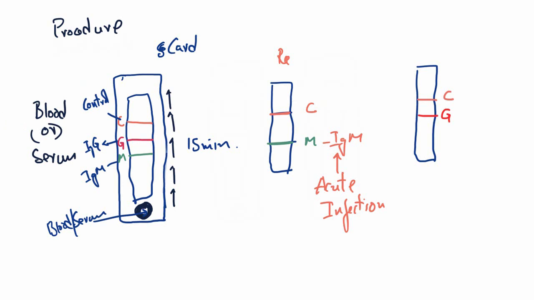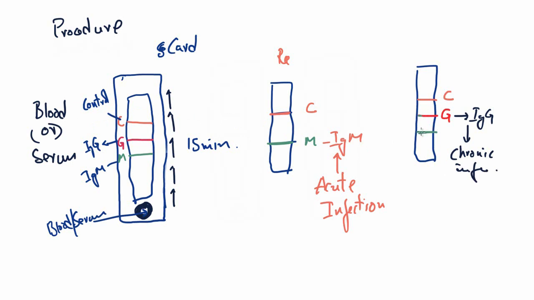In the second scenario, if we see the two lines which are at the C and G levels, it indicates the presence of IgG, indicating it is a chronic infection. Either the patient is still having the disease or he may have recovered from the disease in the initial phases of recovery. Chronic infection.